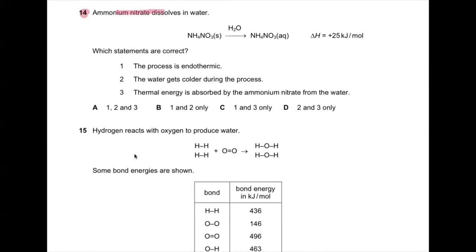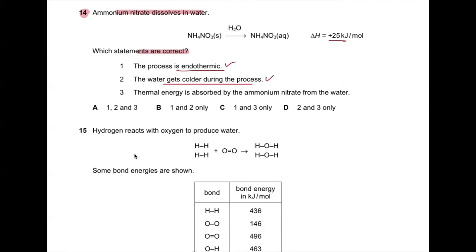Now, MCQ number 14. Ammonium nitrate dissolves in water. Which statements are correct? The process is endothermic. Is the enthalpy change positive? Yes, it is. The water gets colder during the reaction. The energy is being absorbed, right? So yes, when the energy is absorbed, the temperature goes down, so the water gets colder.